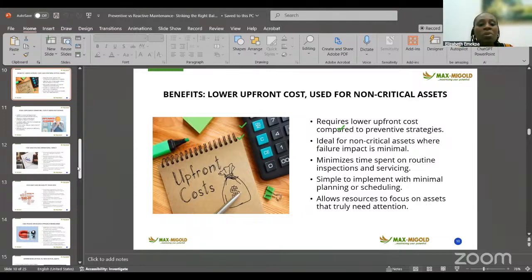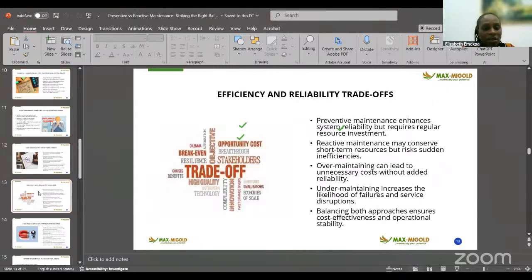Simple to implement, with minimal planning or schedule. Allow resources to focus on assets that truly need attention. Okay, so these are the benefits of lower upfront cost used for non-critical assets. What are those non-critical assets? Light, socket, switches. Let's say, for example, inverter. I can't even mention inverter here because that's not a lower cost at all. So all those little things that we know don't cost us too much. All right, next slide.